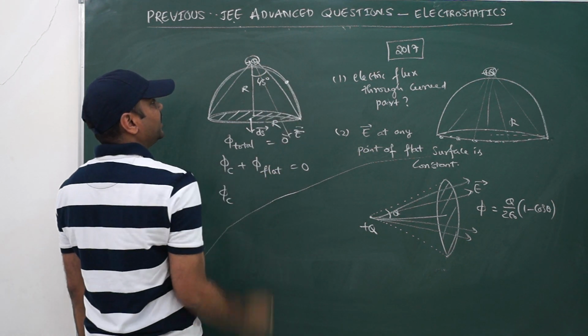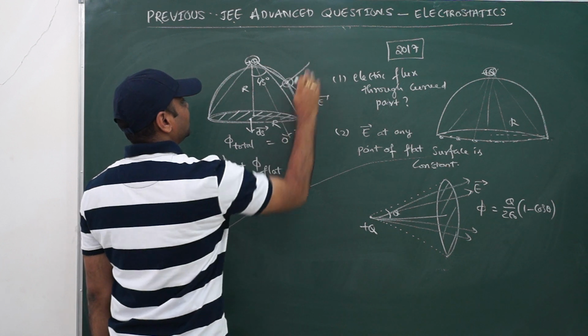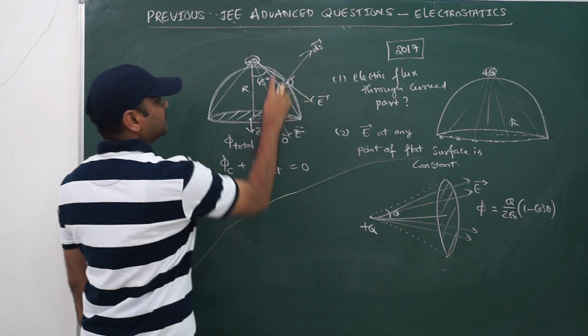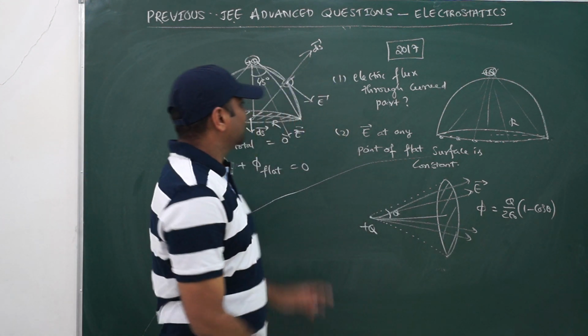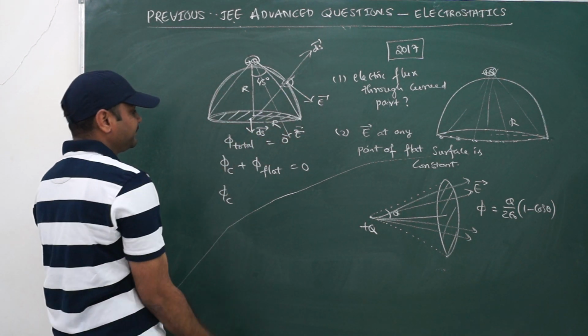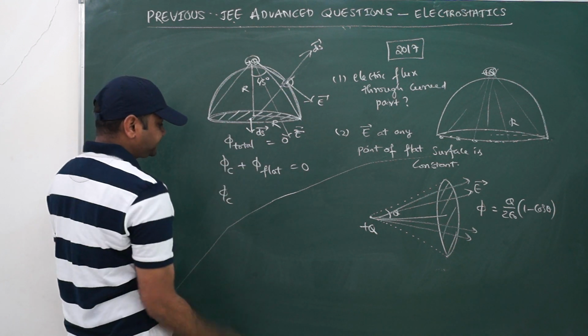Suppose I take a point over here, this is the field direction at that place, and the dS factor will be like this. So most of the time you will get angles more than 90. It's an approximate way to understand things, nothing else. So here you will get positive flux, that you need to understand.